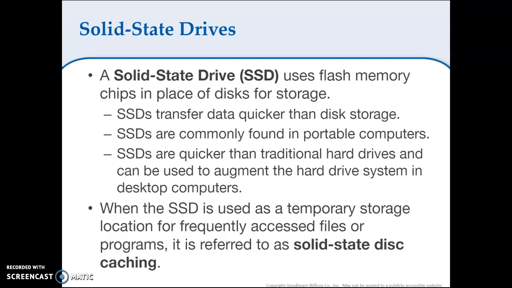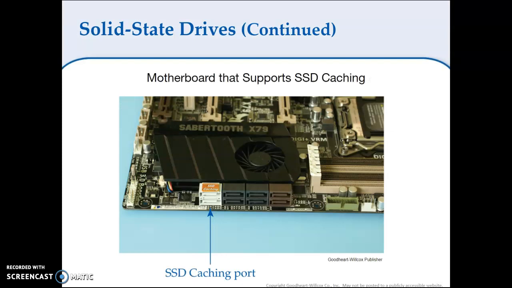Now, when the SSD is used as a temporary storage location for frequently accessed files or programs, it is referred to as solid state disk caching. Here's an example of what that port would look like. You can see the SSD caching labeled here on the motherboard, and there's the port that would allow the device to be plugged in. This would be visible on the outside of the computer case if the motherboard was mounted into the case.